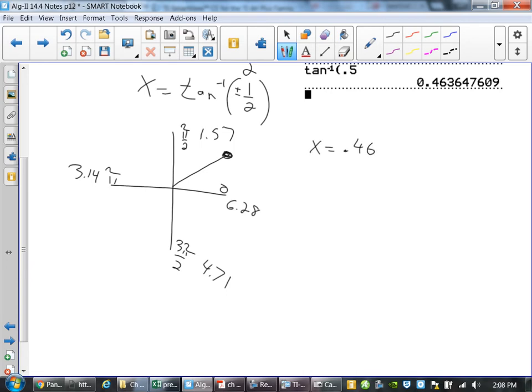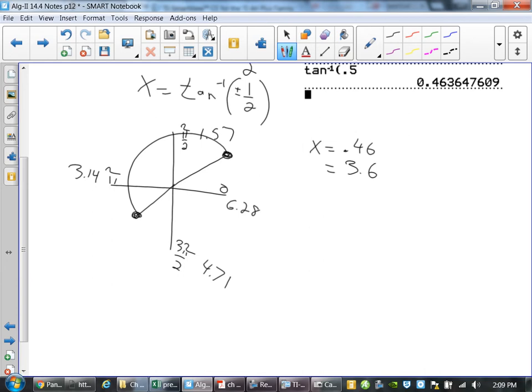Where's my other positive angle for tangent? What quadrant? 4, 3. Which is 3. How do I get from here to here? Add a pi. You add a pi. Very good. Add a pi to 0.46, and you get 3.6. Good. So there's my other angle, in radians, 3.6.